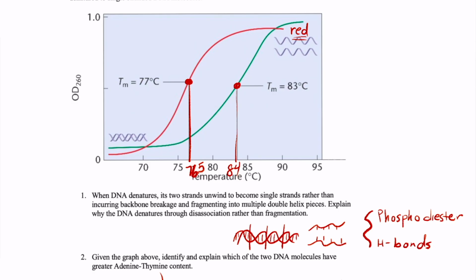Now, the other way to do this is to simply pick an arbitrary temperature like 80 degrees and see how much of that DNA is denatured for red versus green. At 80 degrees, the red DNA is denatured at a much greater rate than the green. Now, don't worry about this OD260. The idea is that the y-axis is going to tell you the degree of denaturation. So this red strand of DNA must have more AT content because it's denatured halfway at an earlier temperature, or at any given temperature, it's more denatured than the green DNA.